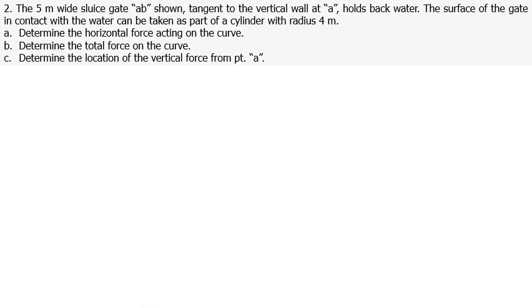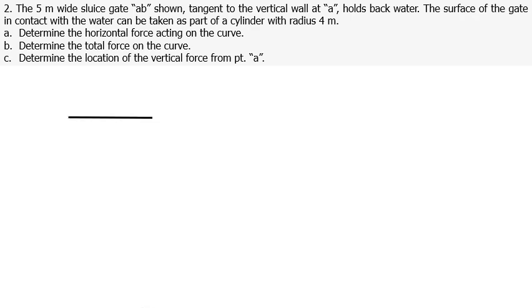The 5-meter wide sluice gate AB shown, tangent to the vertical wall at A, holds back water. The surface of the gate in contact with the water can be taken as part of a cylinder with radius 4 meters. A. Determine the horizontal force acting on the curve. B. Determine the total force on the curve. And C. Determine the location of the vertical force from point A.